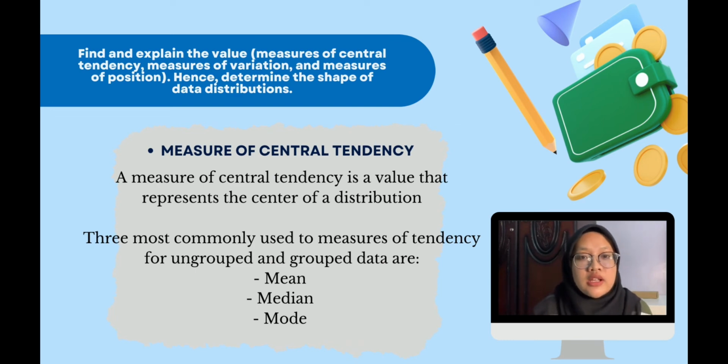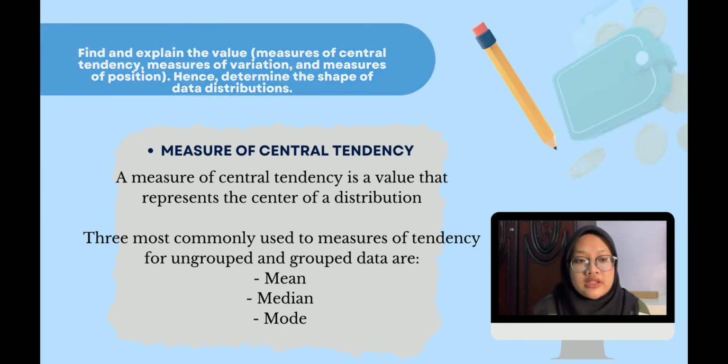And now I will explain the answer for the question. Find and explain the value of the measures of central tendency, measures of variation, and measures of position. Hence, determine the shape of the data distribution. First of all, a measure of central tendency is a value that represents the center of a distribution. The three most commonly used measures of central tendency for ungrouped and grouped data are mean, median, and mode.